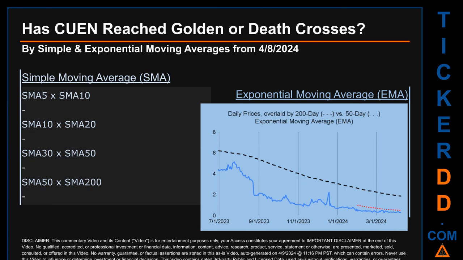Has CUEN price reached golden or death crosses? Golden cross and death cross are basic signals that compare average prices across two specified trade day ranges, a short-term versus a long-term range.